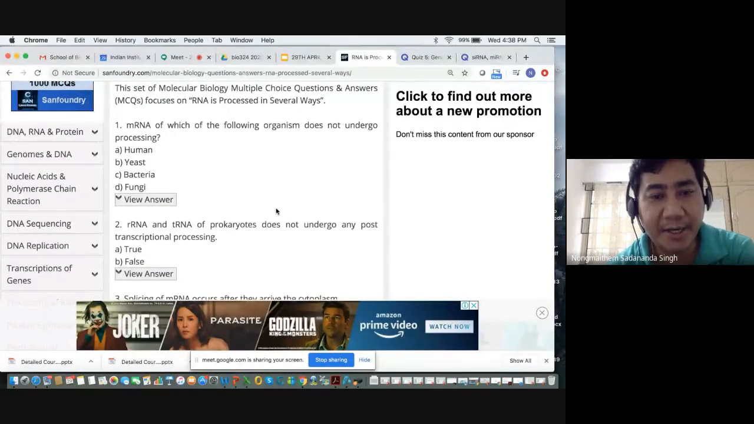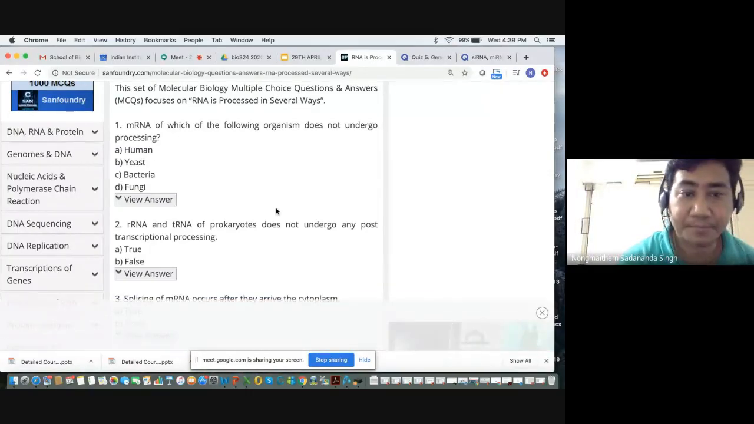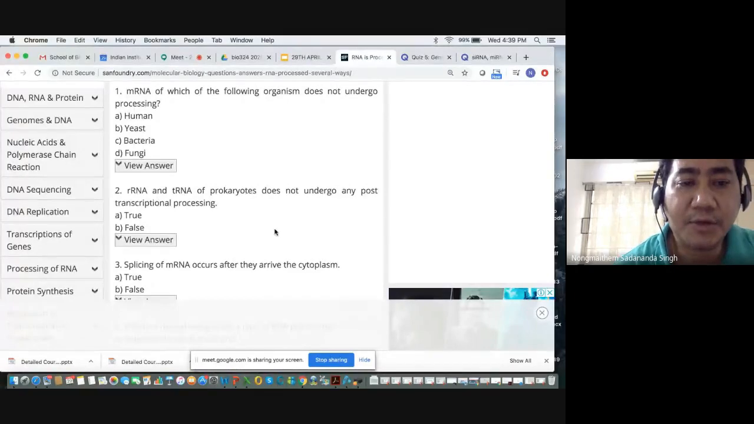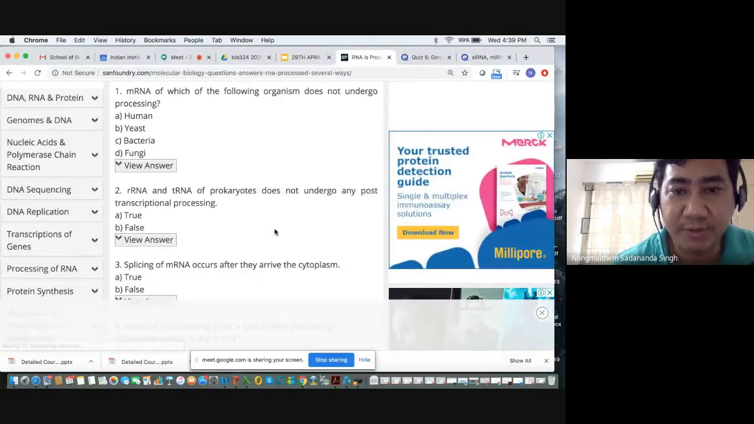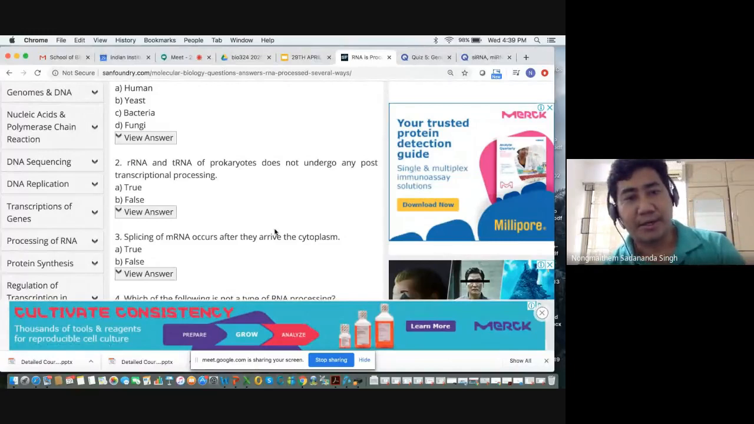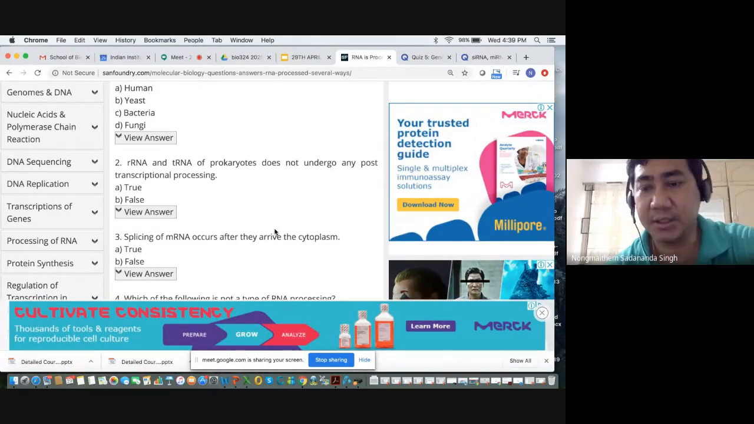Then, rRNA and tRNA of prokaryotes do not undergo any post-transcriptional processing. Is it true or false? It's false. It's false because there are a lot of endonucleases involved in the maturation of the rRNA or tRNA. Just like we discussed the other day, the circular RNA in the case of archaea, there was maturation of some of the rRNA. Even in E. coli, there is a kind of processing with endonucleases from the primary transcript to the mature tRNA or rRNA. And there are a lot of epigenetic modifications we discussed earlier also.